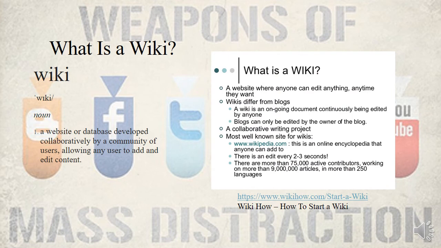Wikis are a type of website or database developed collaboratively by a community of users, allowing any user to add and edit content. So basically it's a website where anyone can edit anything anytime they want. The best known example is Wikipedia, and it's an online encyclopedia that anyone can add to, and that is why your teacher often says to you, please don't quote from Wikipedia. So, because anybody can add to it.